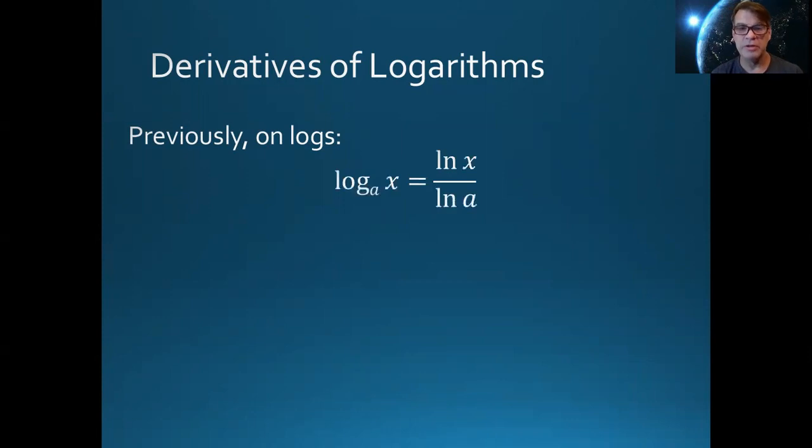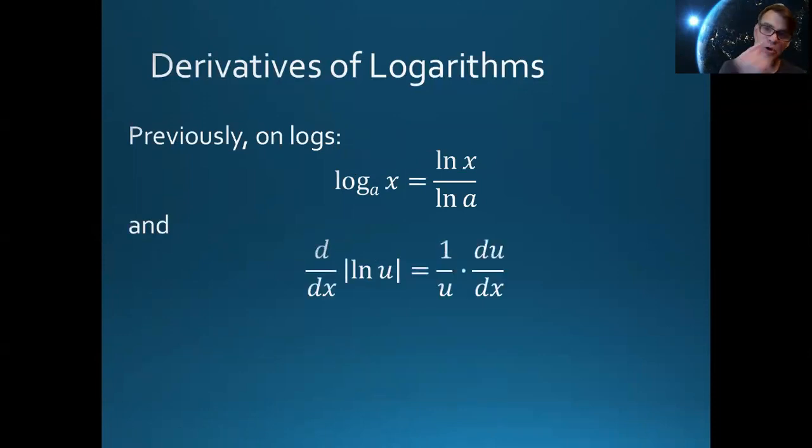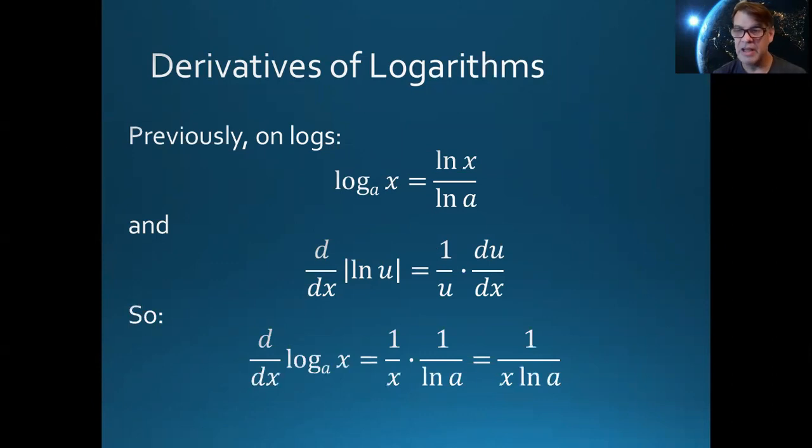Earlier in my videos of this chapter, we learned that logarithm base a of x equals the natural logarithm of x divided by the natural logarithm of a, which is the base, right? Now, we also know from the video right before this that the derivative of the natural logarithm of something is 1 over that something times the derivative of that something with regard to x. Okay, so now we've got all we need to be able to say what the derivative of a log is.